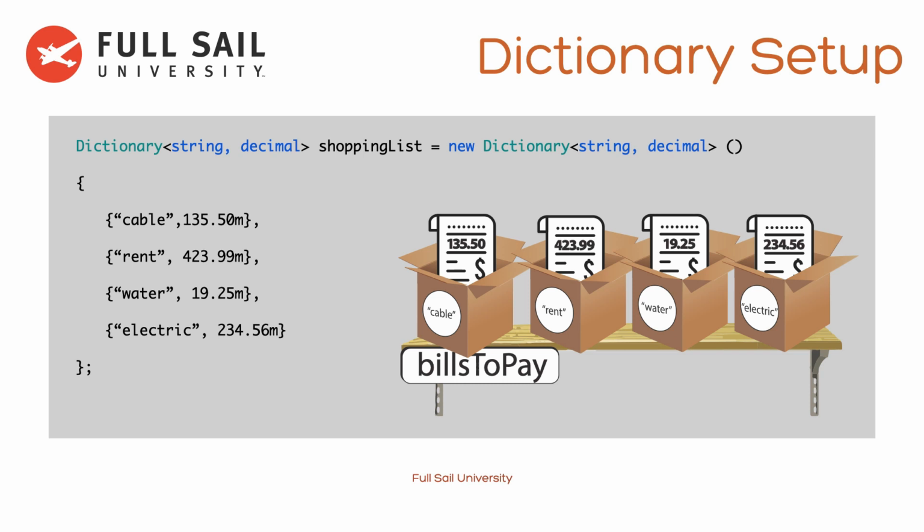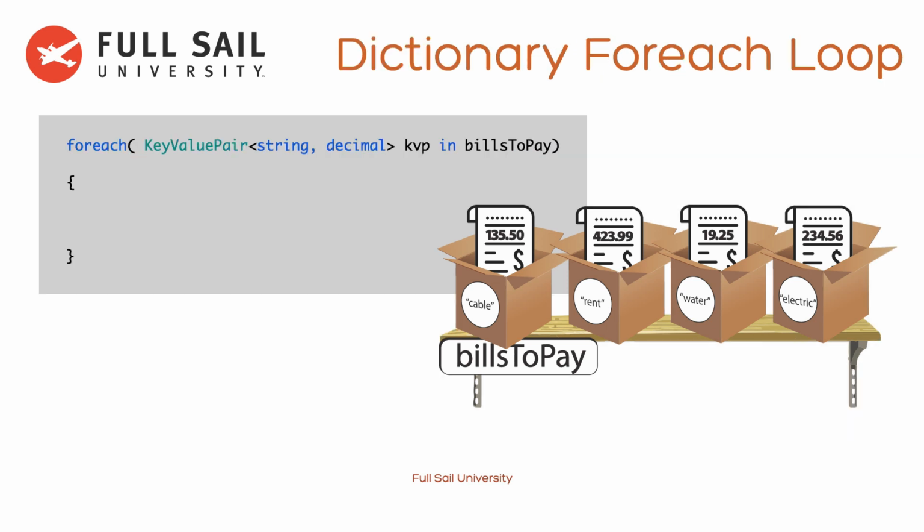So remember, in this first example, we had created a dictionary with a string as a key and a decimal as a value, and we just put some values inside of it. Then in our foreach loop, we had to use that new keyword called KeyValuePair with the open and closing carets, and we had to make sure that the key and value pair types matched. Then we have KVP, which is a temporary variable, and it stands for key value pair, and that's the value that's going to change each time.